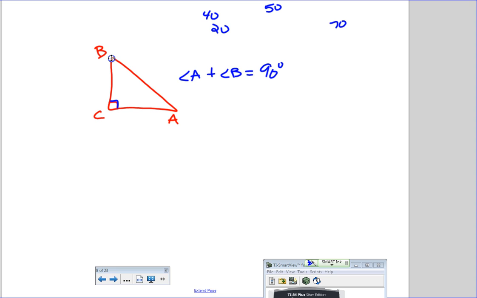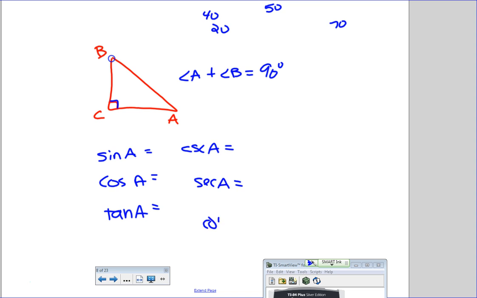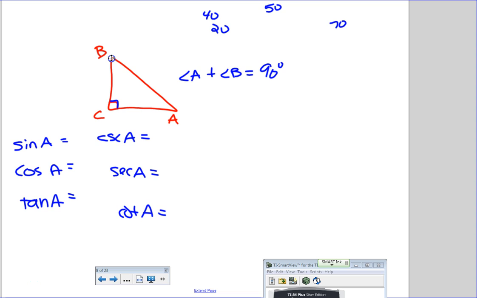All right, now if I were to illustrate what I want to show you, I'm going to write sine A, cosine A, tangent A. And then I'm going to write your cosecant A, your secant A, and your cotangent A. I'm also going to do sine of B, cosine of B. And again, you do not need to write this. Just want to illustrate my point.